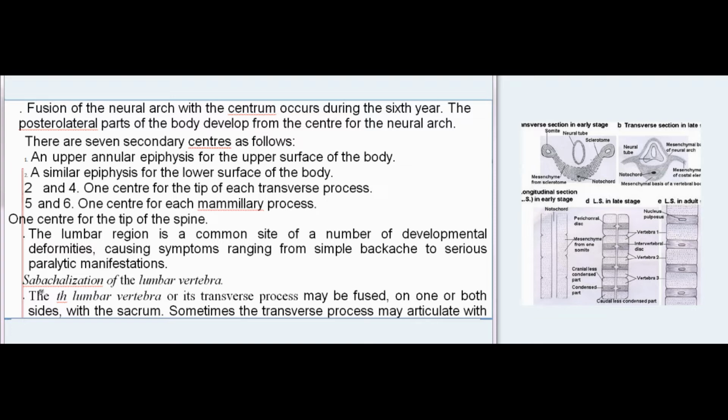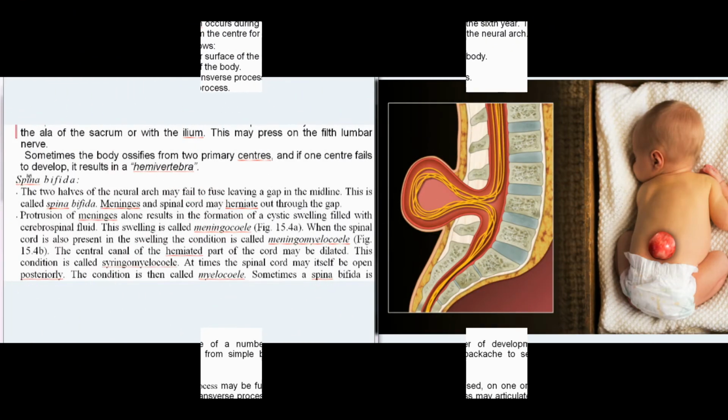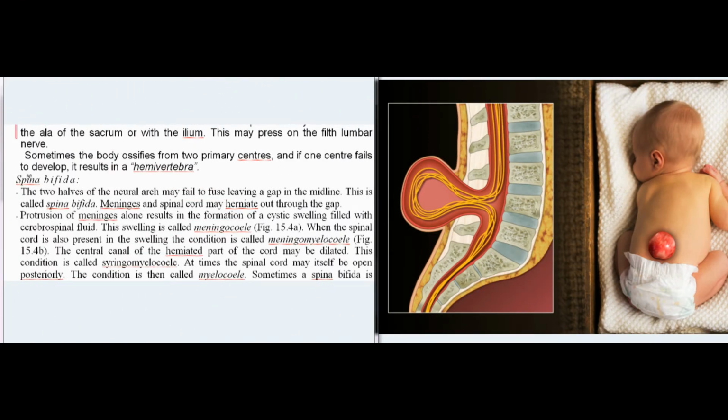The lumbar region is a common site of a number of developmental deformities, causing symptoms ranging from simple backache to serious paralytic manifestations. Sacralization of the lumbar vertebra: the lumbar vertebra or its transverse process may be fused, on one or both sides, with the sacrum. Sometimes the transverse process may articulate with the ala of the sacrum or with the ilium.